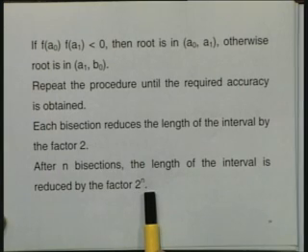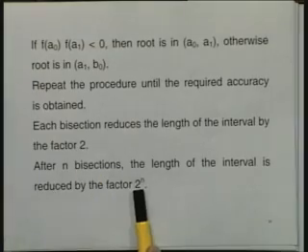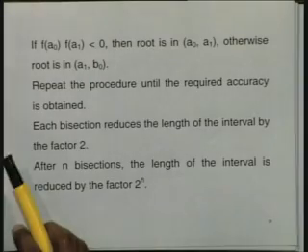That means, if I start, say, with the interval 0 to 10, then the next interval will be 0 to 5, that is a factor of 2. Now if I divide by a factor of 2 again, that is 0 to 2.5, it is now reduced by a factor of 2 squared. So each bisection reduces the length by a factor of 2, so that after n bisections it is reduced by a factor of 2 to the power of n.